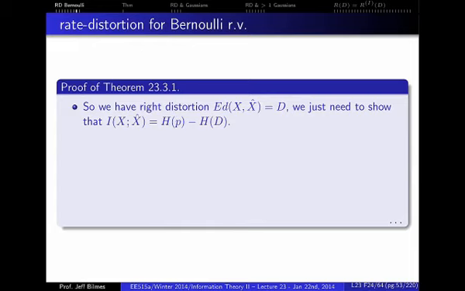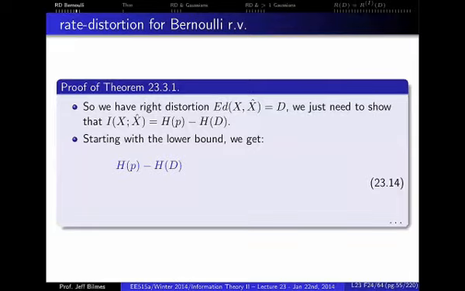Okay, so we have the right distortion, and we have an expression for the probability of x hat. We just need to show that the mutual information under these distributions is equal to this lower bound. Starting with the lower bound, here's the actual lower bound, and this is less than the mutual information, which is equal to H(X) minus H(X given X hat).